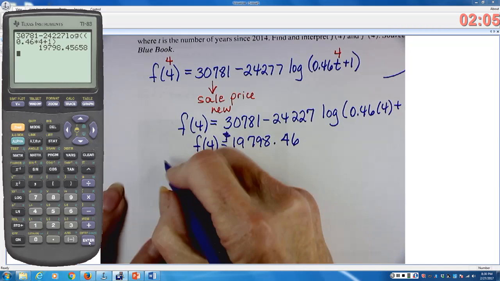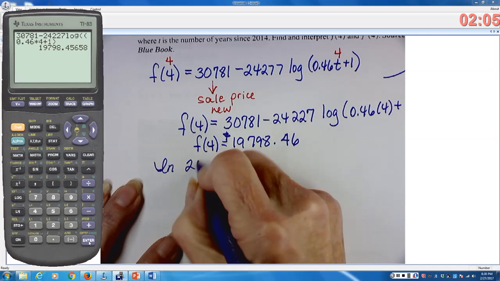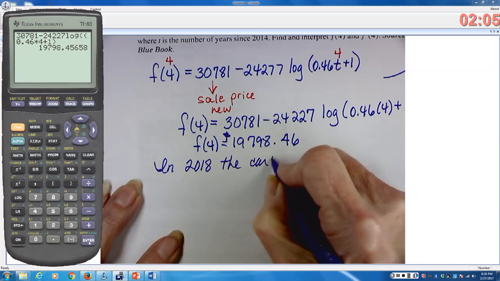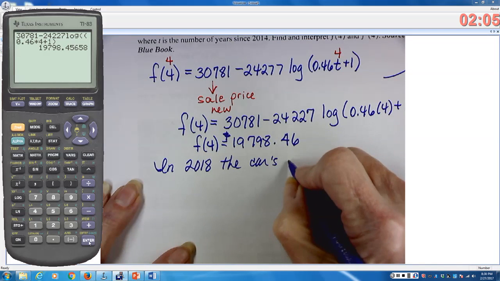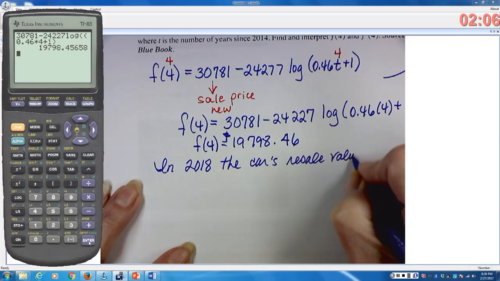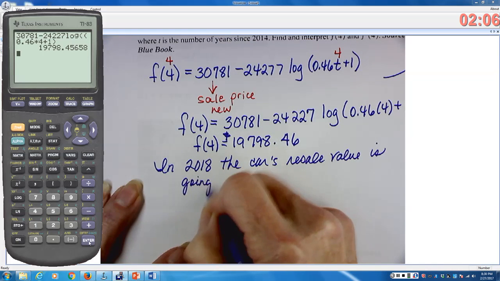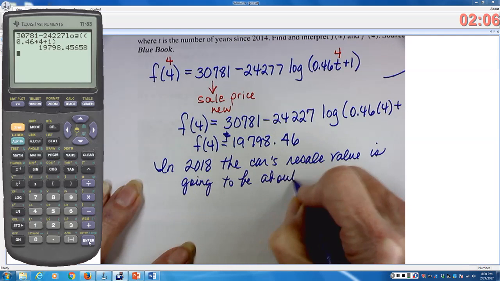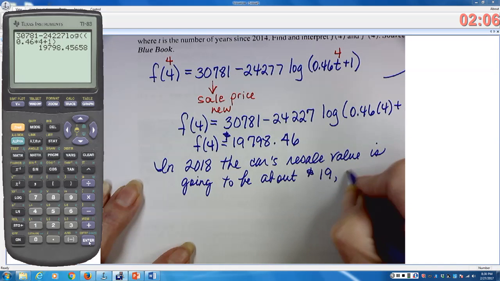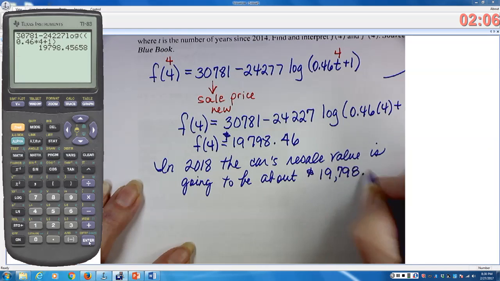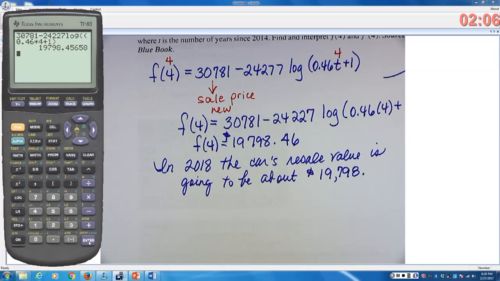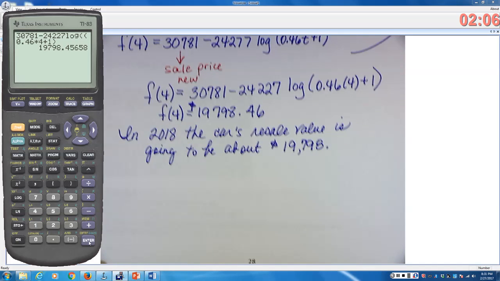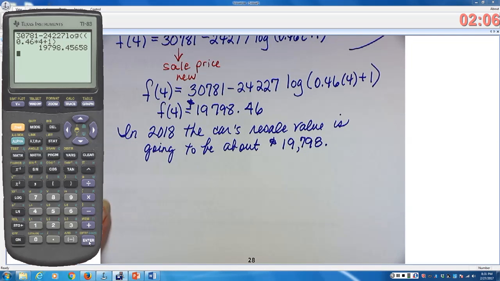So what that means is, in 2018, the car's resale value is going to be about $19,798. Okay? But then F prime of t is the rate of change. How fast is its value depreciating?